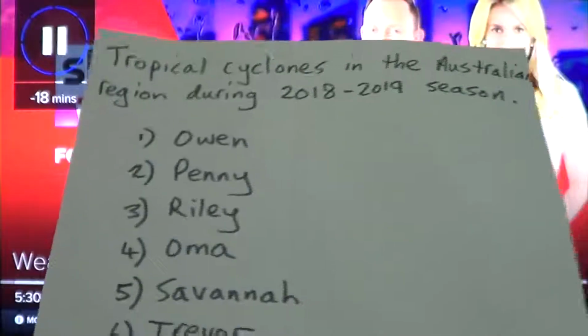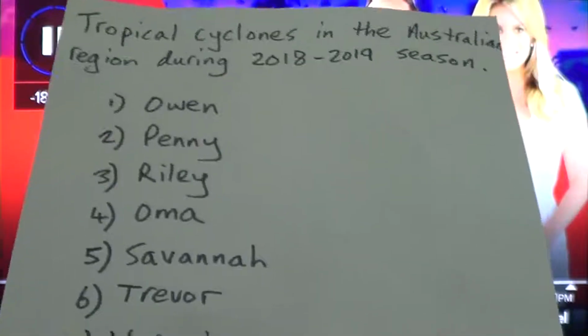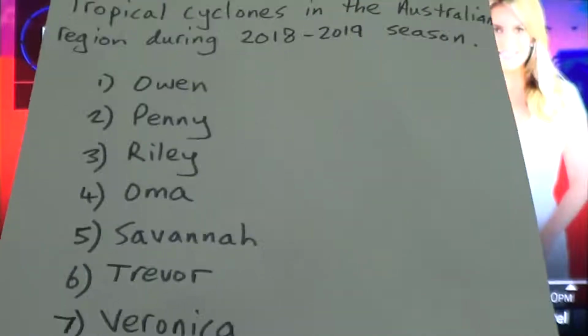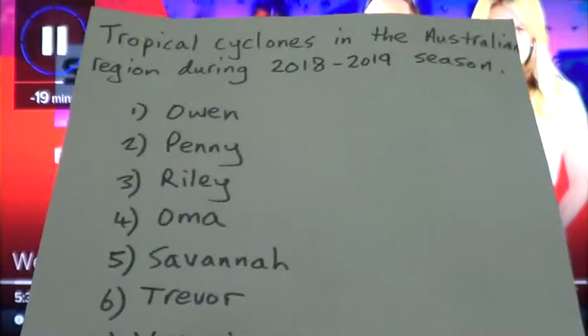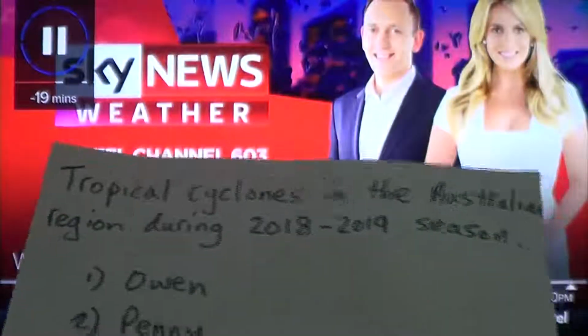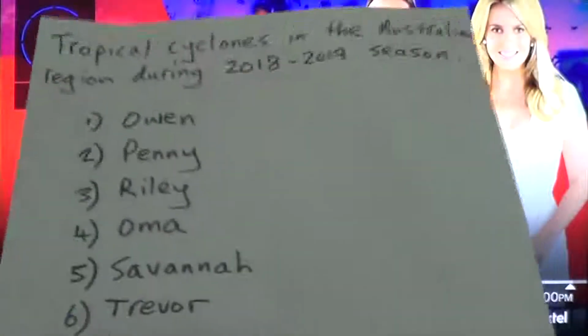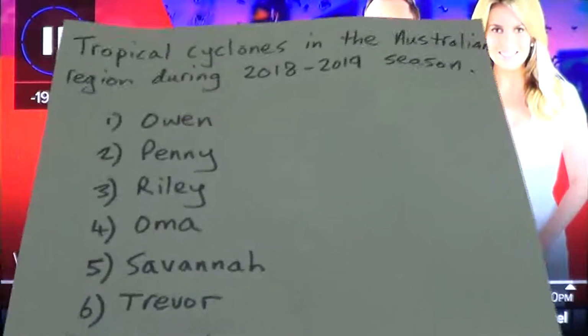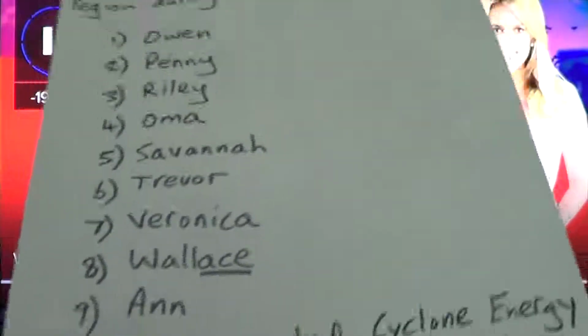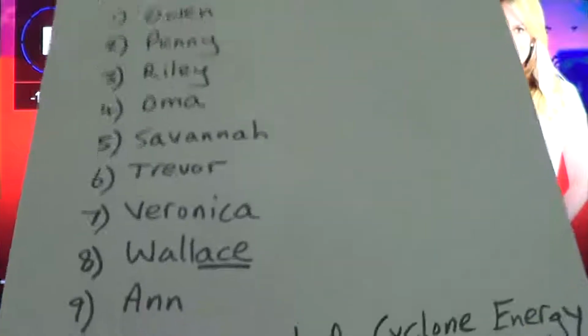Trevor was in the Gulf of Carpentaria, the same as Owen. Trevor was big, which is the meaning of the name Trevor, means from the big settlement. Owen means young warrior. It's a Welsh name. Owen and Trevor, the two Welsh names on the list. And then Veronica brought flooding to Port Hedland. And then we had Wallace.